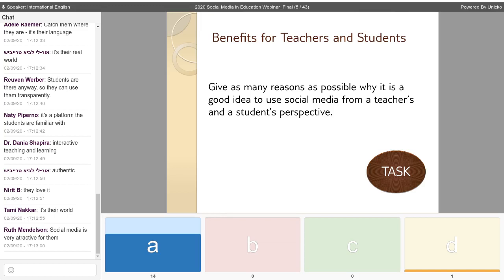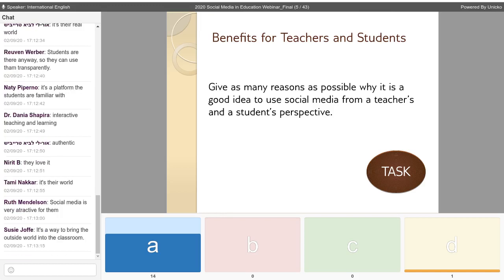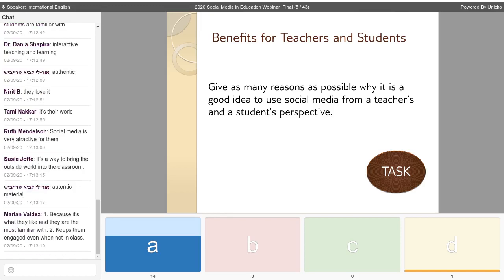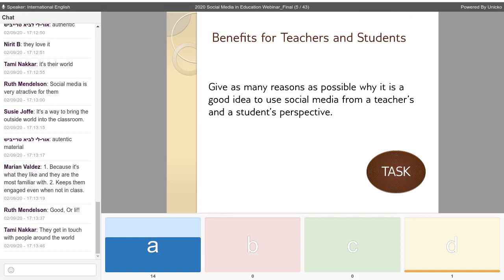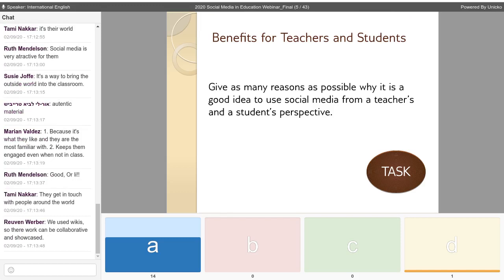It's attractive, it's appealing, it's effective, it's engaging. It's authentic because it's what they like and they're very familiar with. Keeps them engaged even when they're not in class. Absolutely. Yes, we're getting some great answers. It's authentic, it's meaningful, it keeps them engaged. Absolutely. All right, Ruth is happy, and when Ruth is happy, we are happy. So these are some great answers.